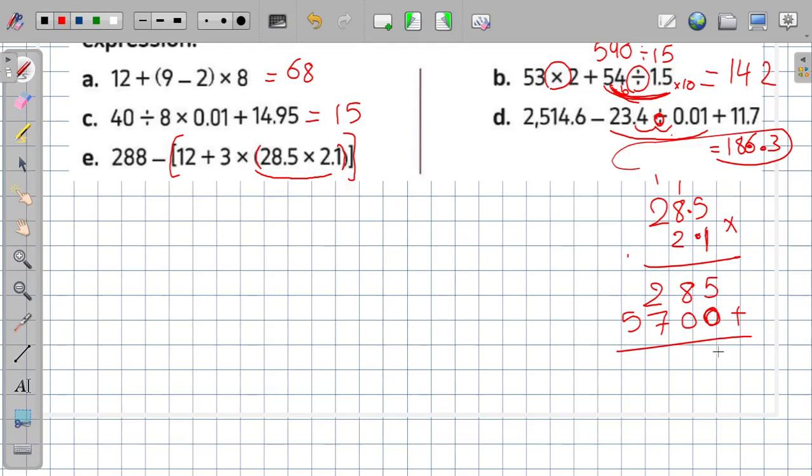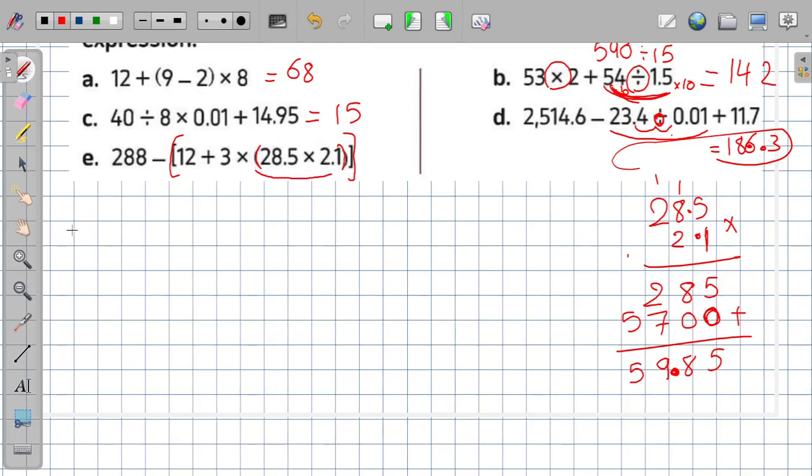So I have 5 plus 0 equals 5. 8 plus 0 equals 8. And 2 plus 7 equals 9. And I have 5. So the result will be 5,985. But I have here one decimal digit, and here I have one decimal digit. So 1 plus 1 equals 2. So the final result will have 2 decimal digits or 2 decimal places. So the decimal point will be between 9 and 8. So the final result will be 59.85. So this is the result of this operation.